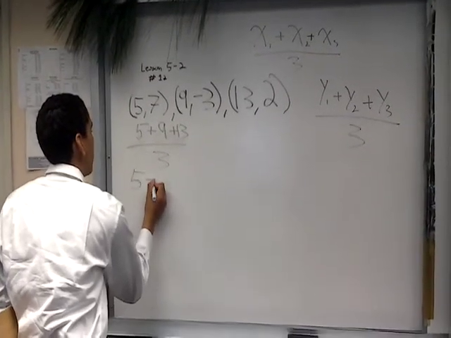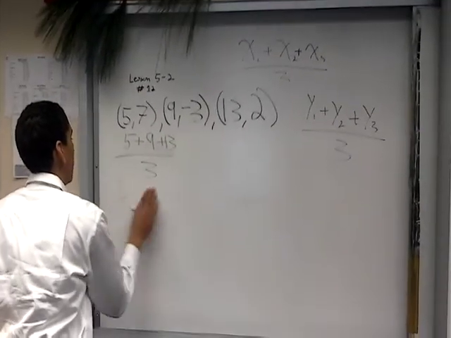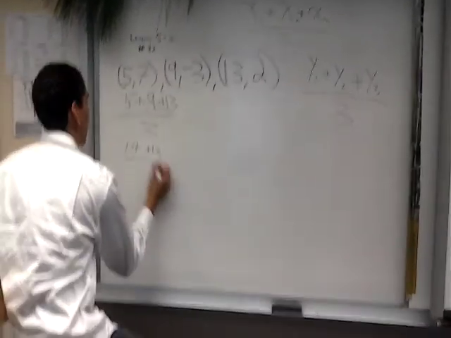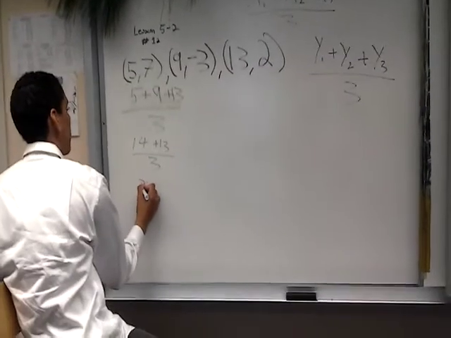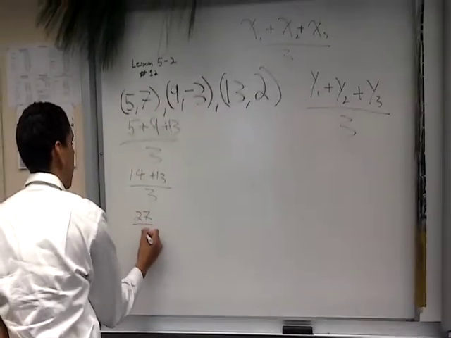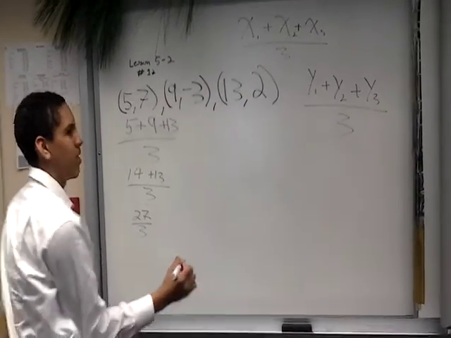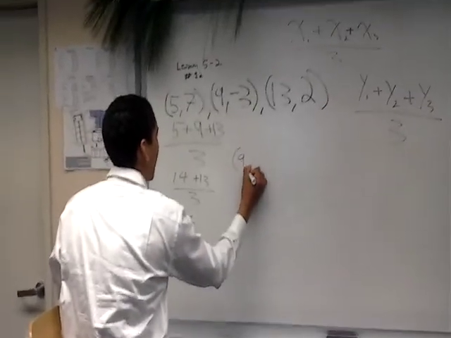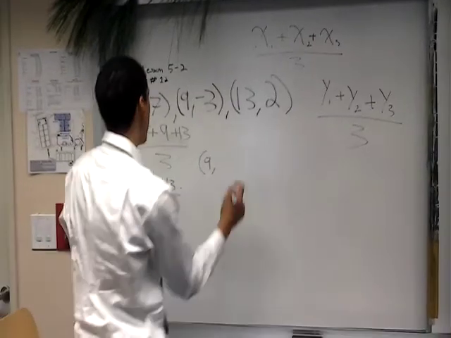5 plus 9 equals 14, plus 13 over 3. That's 27 over 3. What is that? 9. The x coordinate is 9. Do the same thing for the y's.